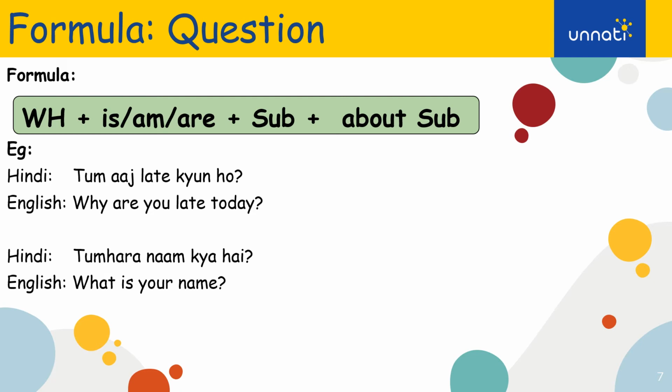So for example, if we want to say, तुम आज late क्यों हो? I would say, why are you late today? So why is my WH word. Then I have are, which is the state of being verb. Subject is you. Why are you? Late today is the description of the subject. Why are you late today?